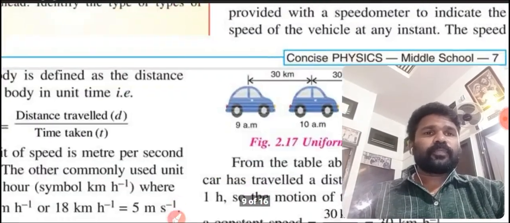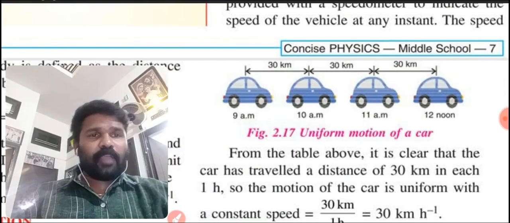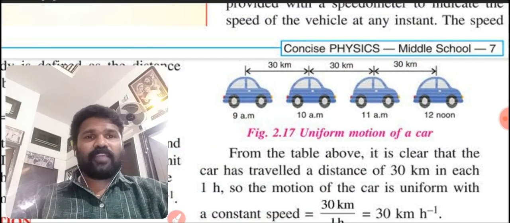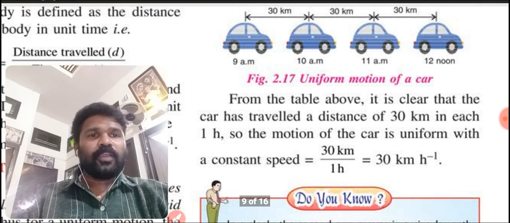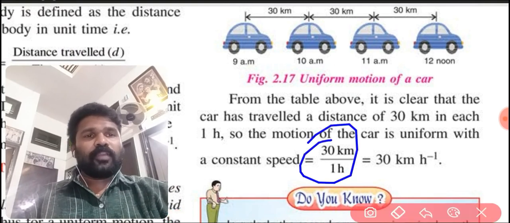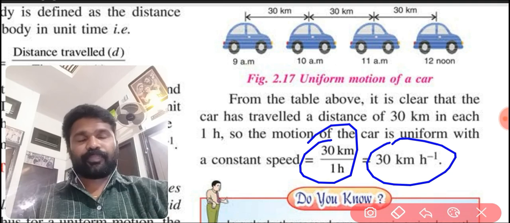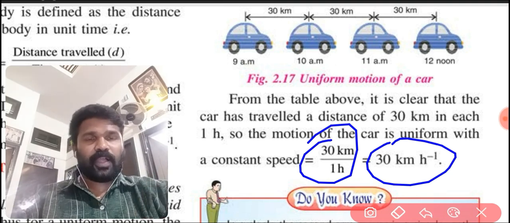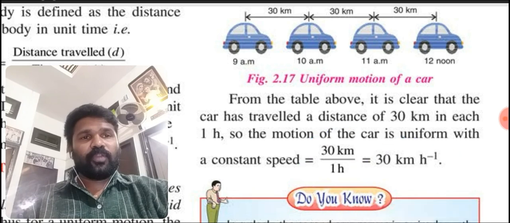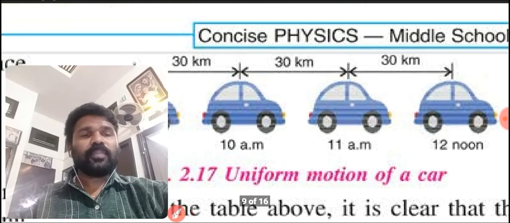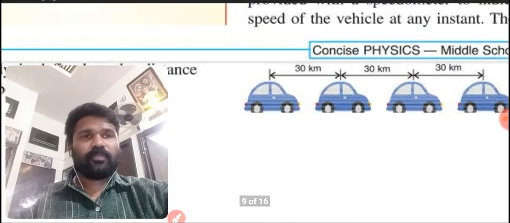So, from the table above, it is clear that the car has travelled a distance of 30 kilometers in each 1 hour. So, the motion of the car is uniform with a constant speed of 30 upon 1 hour, that is equal to 30 kilometers per hour. Per hour, that particular car moves 30 kilometers. So, this car is in a uniform motion. Okay, students?